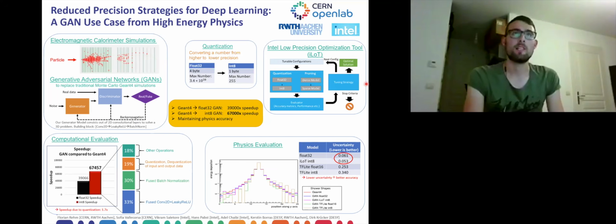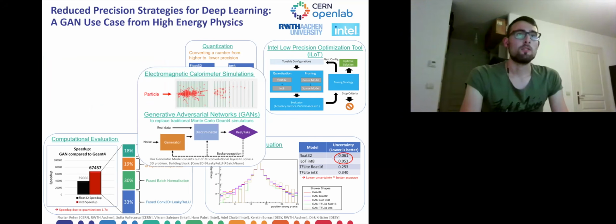So welcome to my poster presentation about reduced precision strategies for deep learning with a generative adversarial network use case from high energy physics. This work was done at CERN in collaboration with Intel. So I will first start with some background.